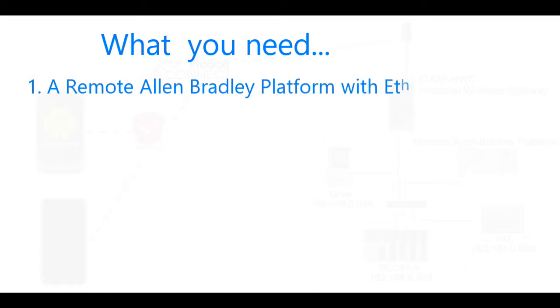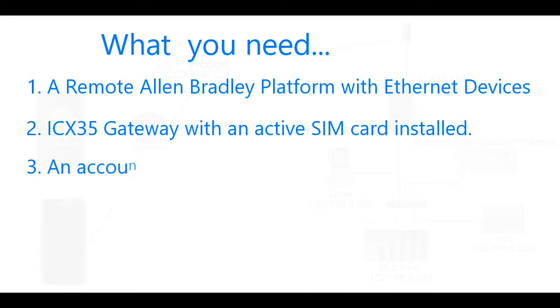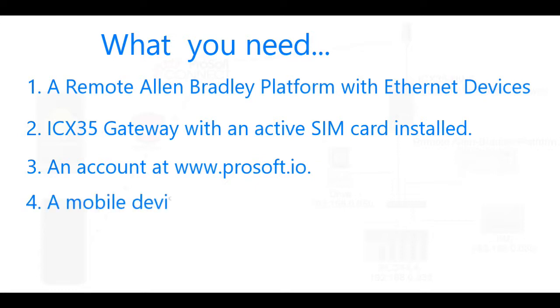For this, you need to have the following. You need a remote platform with Ethernet IP capable Allen Bradley devices, an ICX35 Industrial Wireless Gateway with an active SIM card that is a valid data plan. The ICX35 module must be accompanied by an account at ProSoft.io. If you do not have an account at ProSoft.io, please watch the video link in the description on how to get that. You'll also need a mobile device running on Android or iOS.